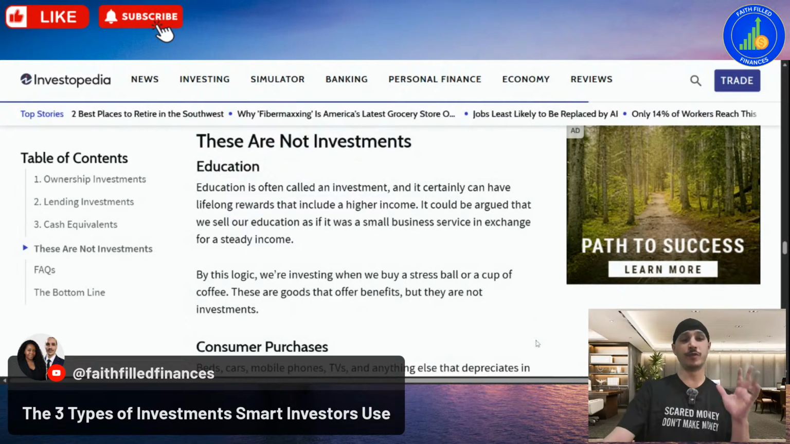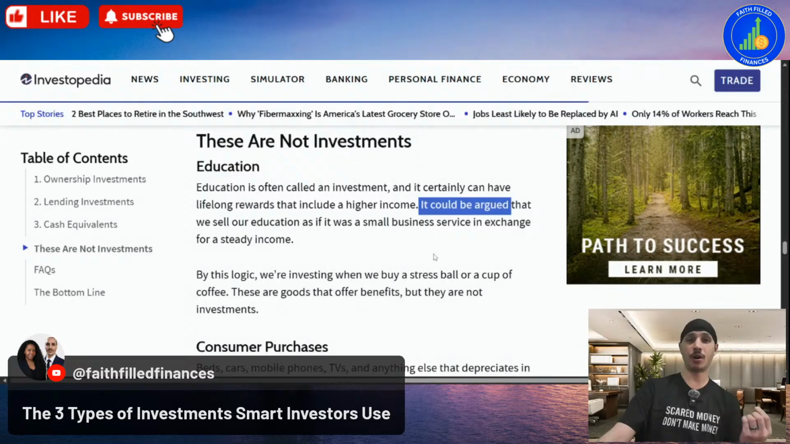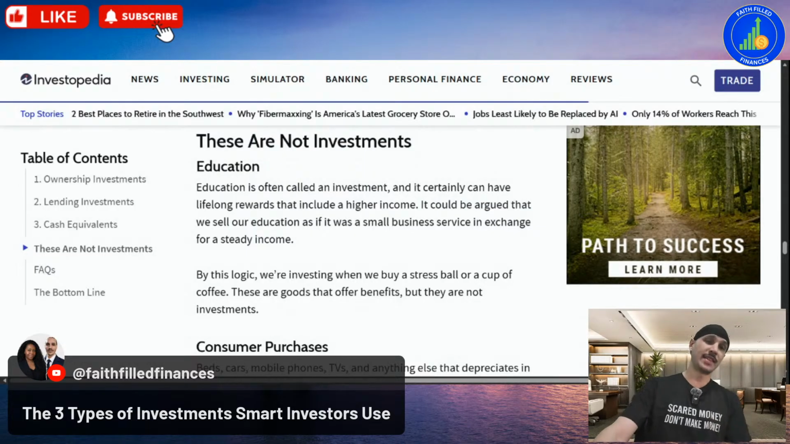Family, if you agree or if you disagree, this is what Investopedia is saying. As it is even mentioned right here, it can be argued. So you can see the degree of, what's the word I'm looking for? Objectivity. It says it could be argued. But many out there, I believe, would agree with this article that student loan debt ain't no damn investment.